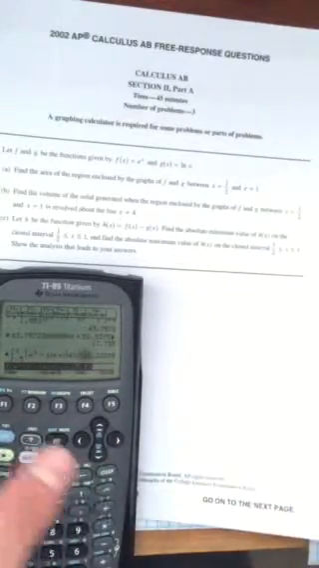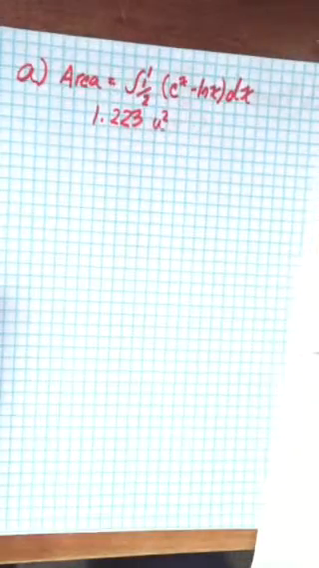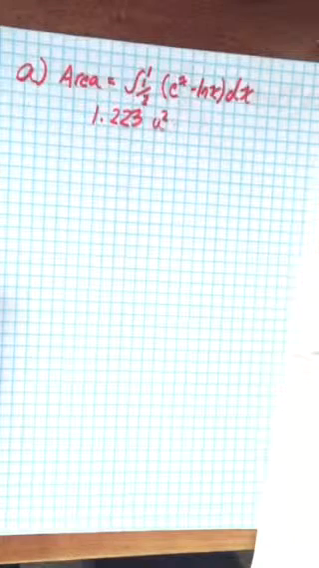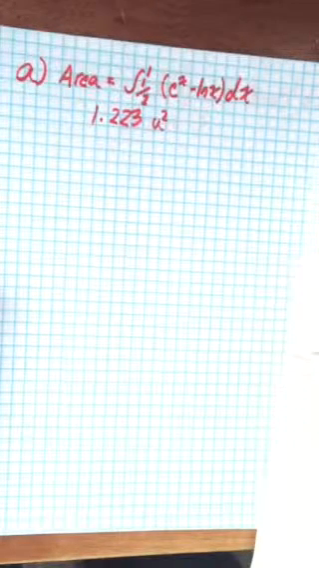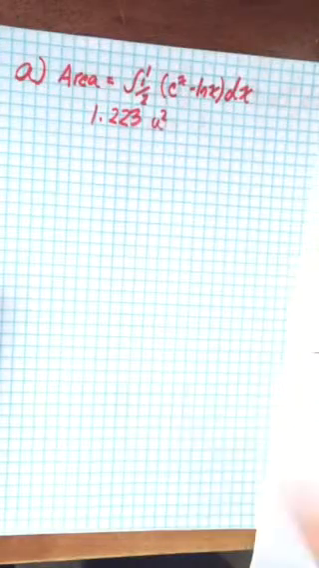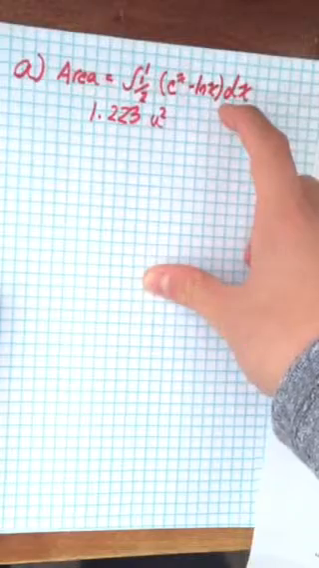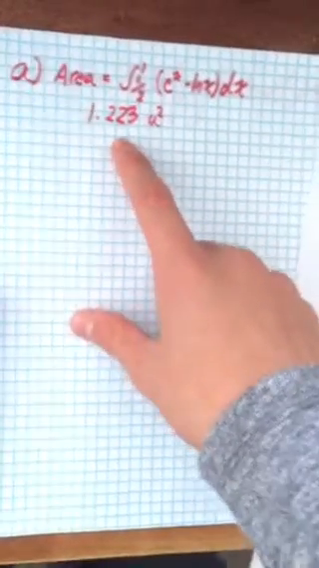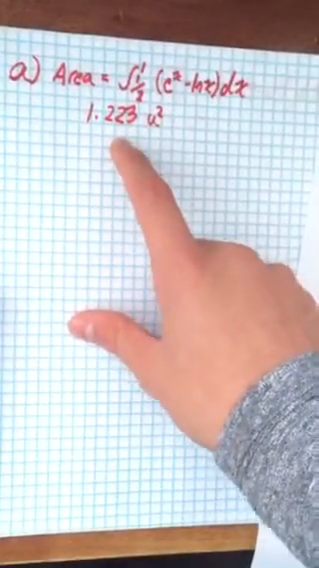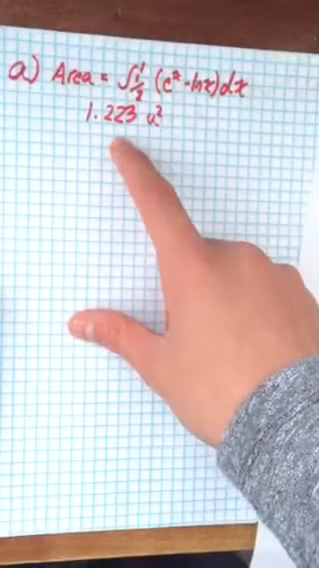Now how would you write that on your answer sheet? What you want to do is write down your area is equal to the integral from 1/2 to 1 of e to the x minus ln x dx. Very important to have the dx there, or else you won't get the points for the integral. Now for the answer, the College Board would either accept 1.223 or 1.222. It really doesn't matter, it's just how you prefer to round.